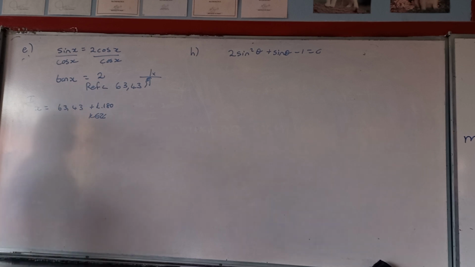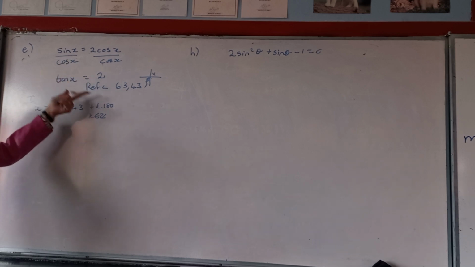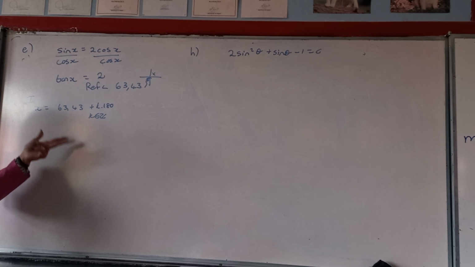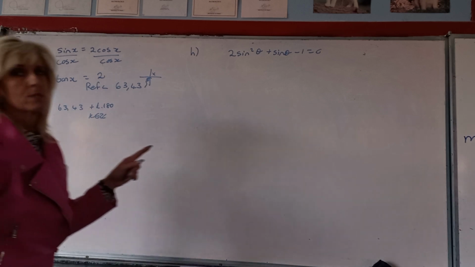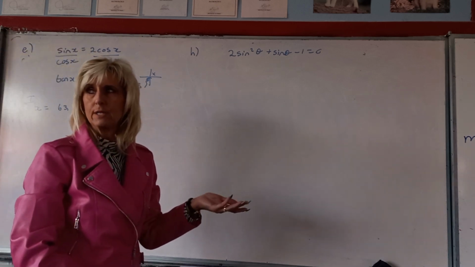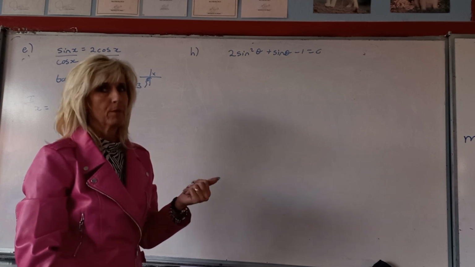How many marks? 3. Maybe 4, 3. Okay? Because it's spelled out: dividing by cos, reference angle, answer, maybe there's a mark for k's or maybe not, 3, maybe 4 marks. Basic. This one's got a lot more higher level quality to it. It's definitely type 4. Are you with me?